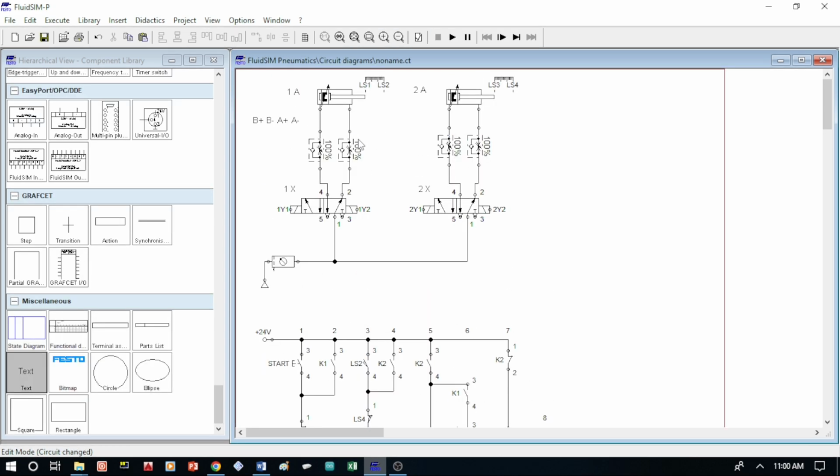Okay, that's the end of my simulation video. I've explained the components used, their function, and how the electropneumatic circuit works with the sequence B+, B-min, A+, and A-min.